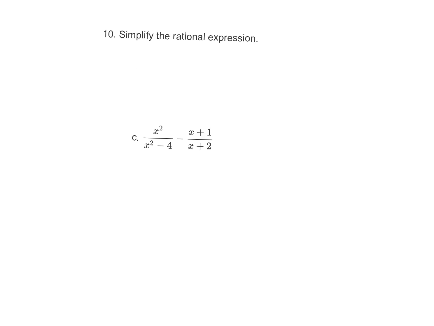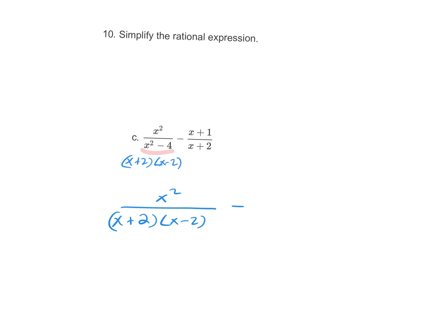My next question is a subtraction. So again, remember, whenever you're subtracting, we need to find a common denominator, but I need to factor this denominator first. It's going to factor into x plus 2, x minus 2, and that's going to be my common denominator. So the first fraction is already set. It has everything it needs. So let me just put the x squared on top.